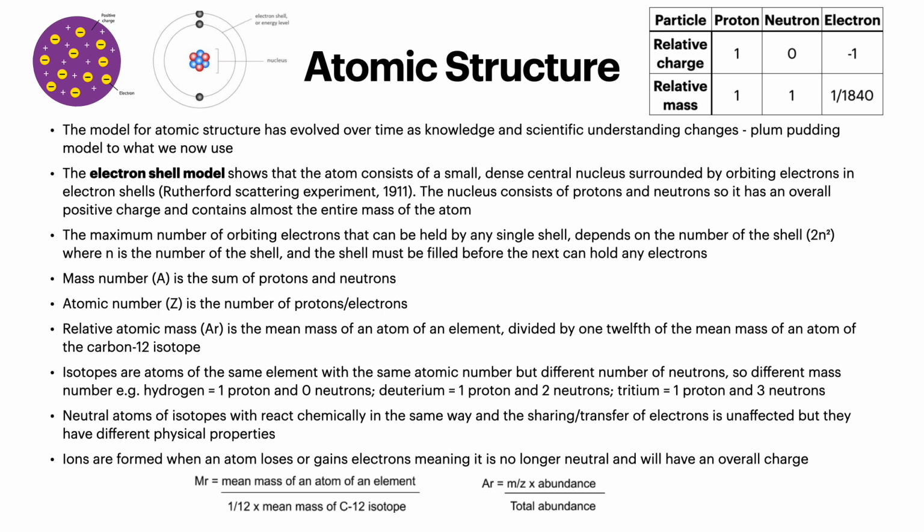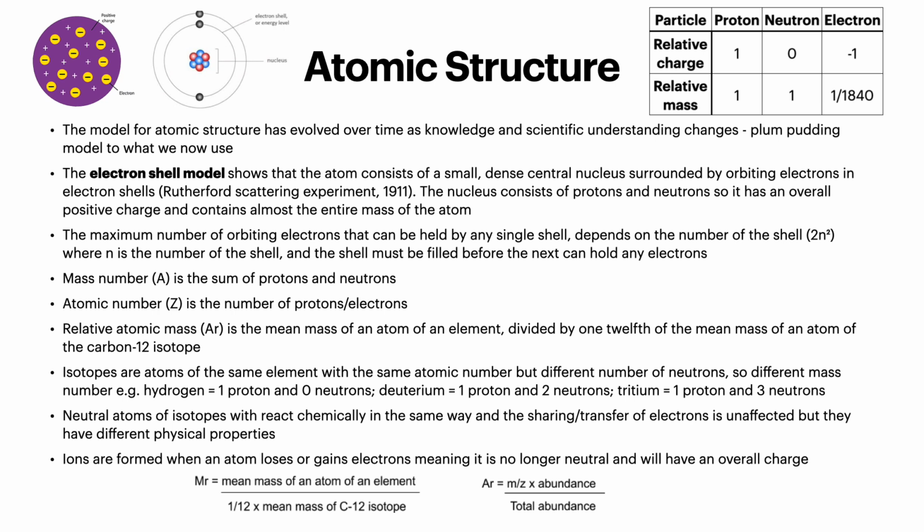The maximum number of orbiting electrons that can be held by any single shell depends on the number of the shell, and the general formula is 2n squared. So if it's shell 2, that'd be 2 times 2 squared. Mass number, which uses the symbol A, is the sum of protons and neutrons, and the atomic number, represented by Z, is the number of protons or electrons, because this number is generally the same unless it's an ion that you're talking about, in which case it may be different.